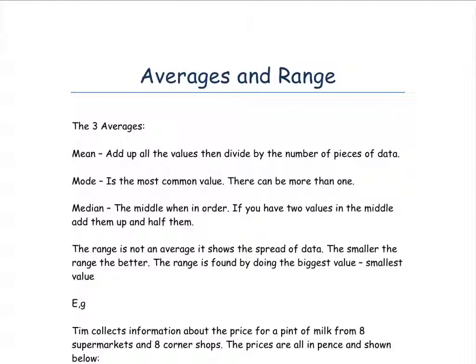Now, the other thing we need to know how to calculate is the range. The range is not an average, it shows the spread of data, and the smaller the range, the better. The range is found by doing the biggest value minus the smallest value. Now, the reason that we're looking for a smaller range, it shows a greater consistency.